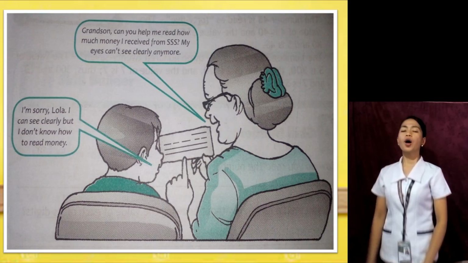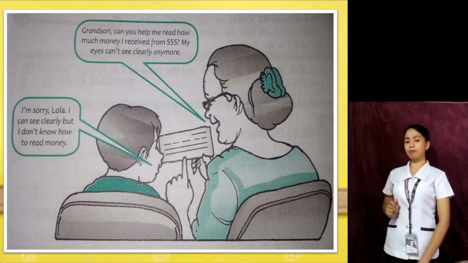This is intended for grade 4 pupils and the topic for today is reading and writing up to 100,000 in symbols and words. Today, we'll have a new interesting lesson to be learned, but before that, I have here a picture. Try to look at this picture. What can you see in this picture?